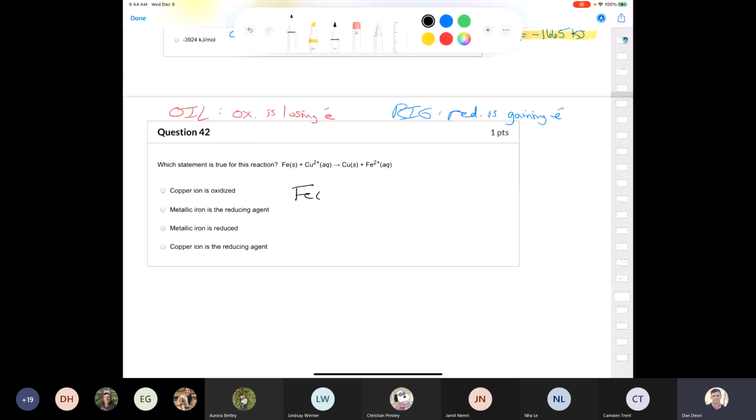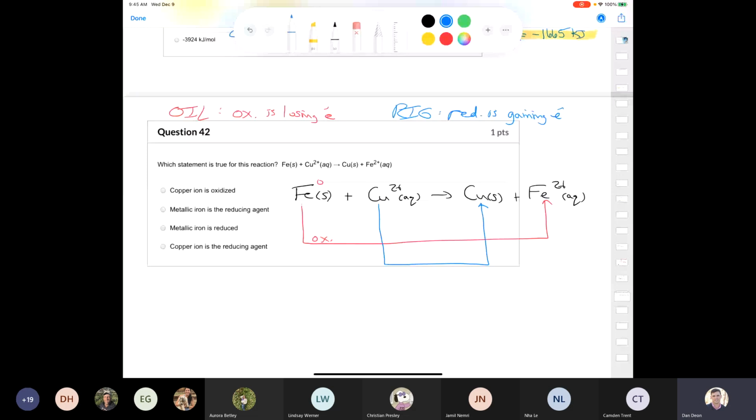So if we have iron plus a copper 2+ ion produces copper and an iron 2+ ion, like that. Well, what's happening here? You can see that iron is going from a charge of 0, no charge, to having a 2+ charge. Therefore, the iron is undergoing oxidation, right? Whereas the copper is 2+, it's going from copper 2+ to copper 0.